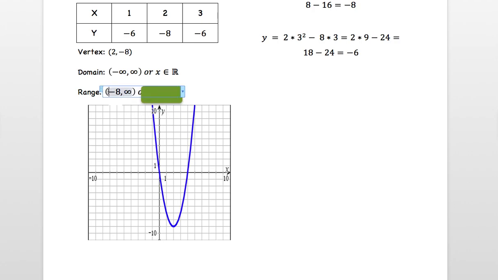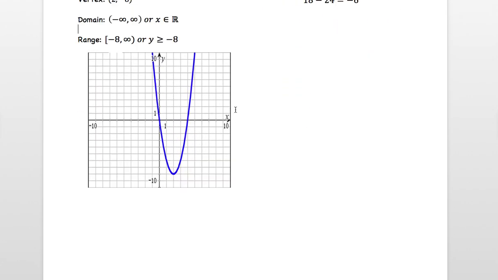And I just realized this should be a bracket, not a parentheses. I might have to cut that out. A bracket there and parentheses there. Sorry about that. So it should be a bracket, negative 8 to positive infinity, or we can say that y is greater than or equal to negative 8. Okay, so that's the way we can set up the range.